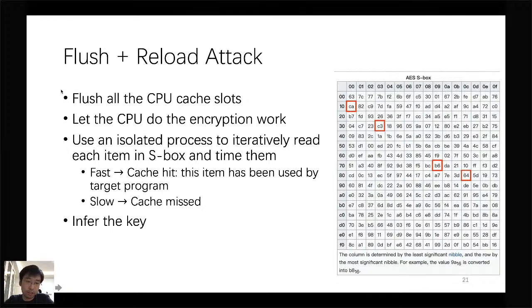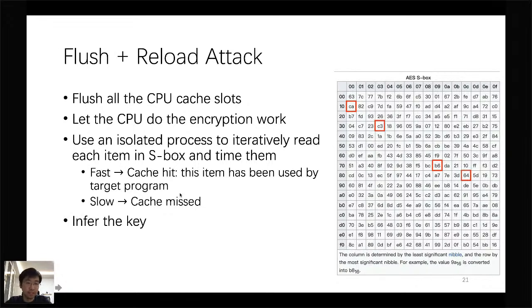First, the attacker flushes all the CPU's cache slots. It just evicts them, and then it will let the CPU do the encryption work. And this process is not known by the attacker, because it just lets the user do it. And then the attacker will use an isolated process to try to infer which bytes in the SBox are really used by the user.